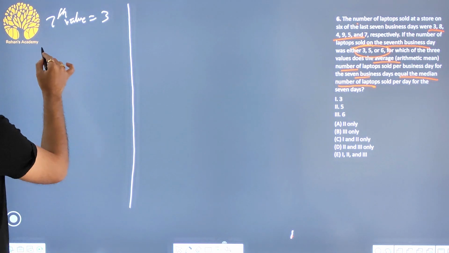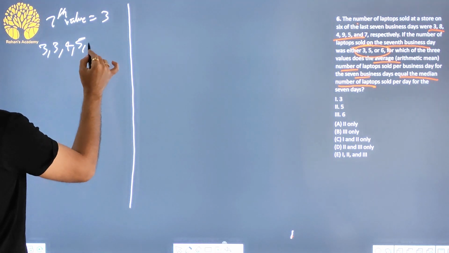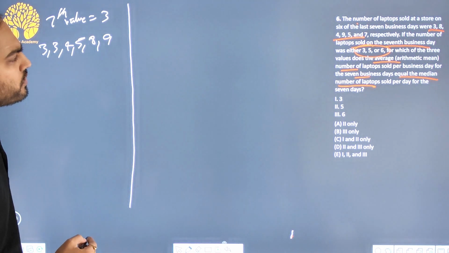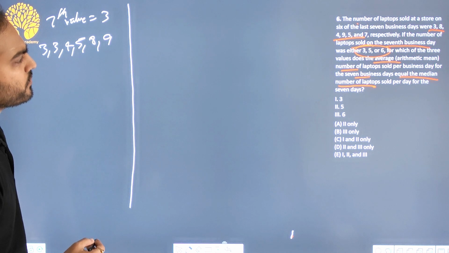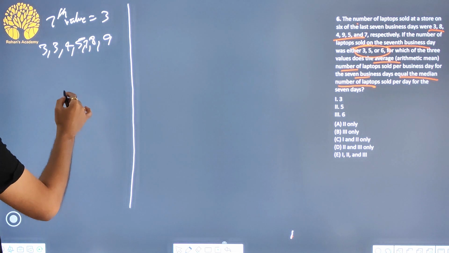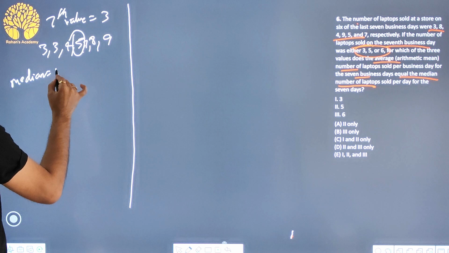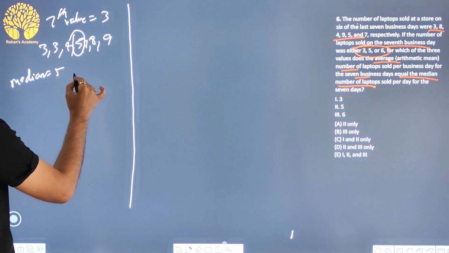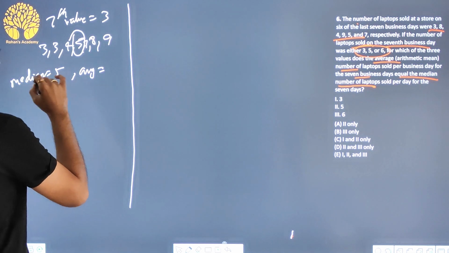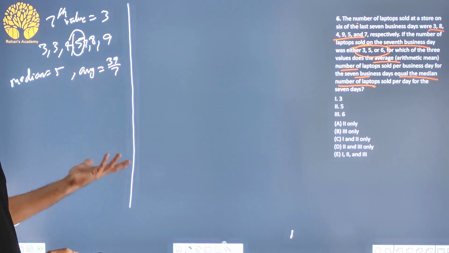So your data set will become 3, 3, 4, 5, 7, 8, 9. Okay, so these are the 7 values. The median will be 5, right? Median will be 5. If you look at the average, it will be 39 by 7, right? And you know median and average are not the same.